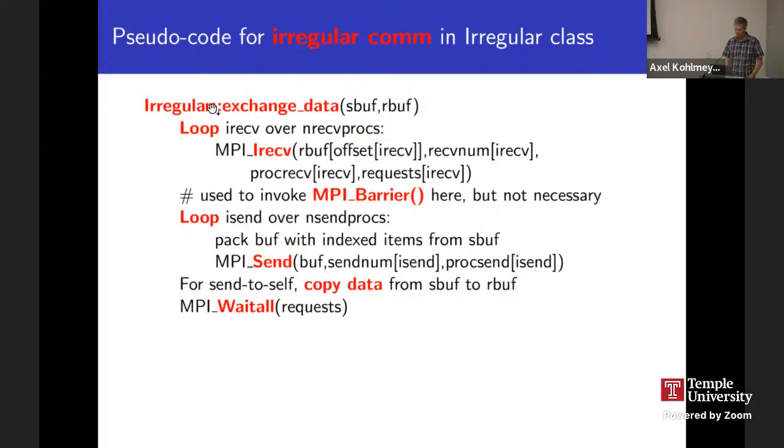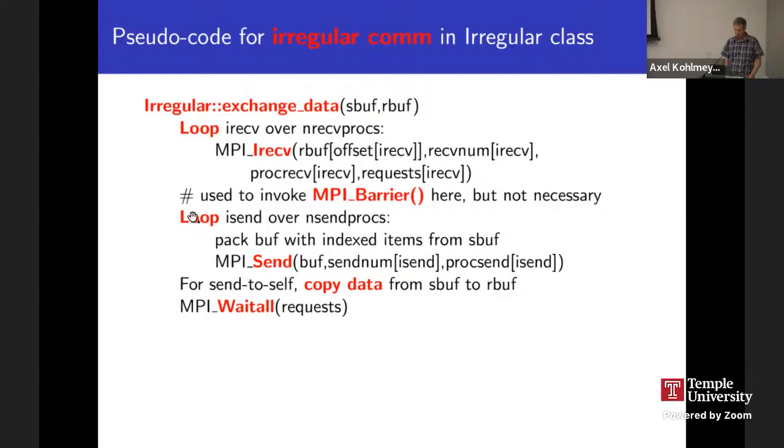This is done with a loop over all the receives I need to do from other processors, which was figured out by the create plan part. Then I post the receives for all the data I'm going to receive, offsetting into RBUF by the appropriate size. It used to be that we invoked a barrier here to make sure all the receives were posted before we did any sends. But in modern MPI, that doesn't seem to be necessary. I think sends can either get queued or they get triggered when the receive is posted, so you don't need to actually force the barrier.